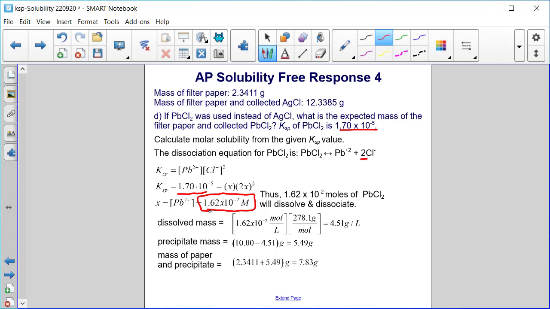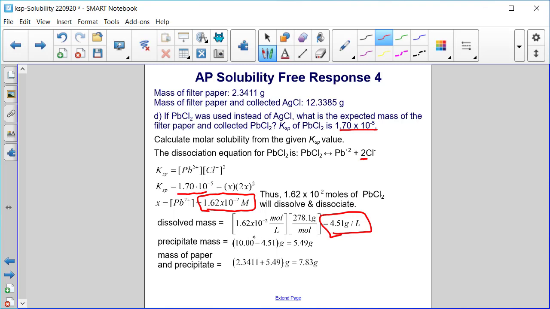So 1.62 times 10 to the minus 2 moles of lead chloride would dissolve in 1 liter of water, which is the same volume that we had in part A. Let's find what the mass of that would be. Multiply by the molar mass of lead-2 chloride, and you get 4.51 grams would dissolve in a liter.